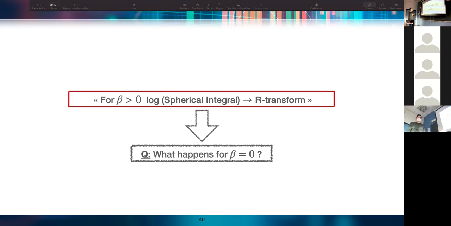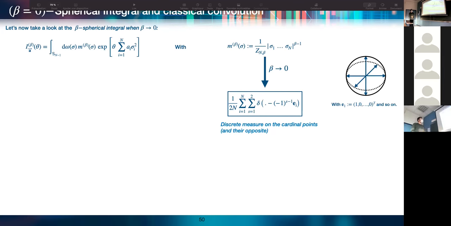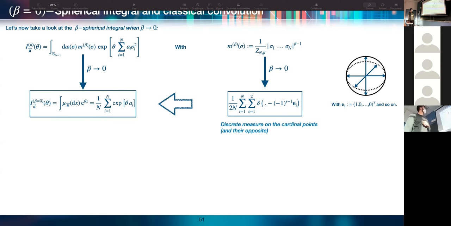So this is the formula for every beta. And now if you take the limit of beta goes to zero, what you can see is that this density is continuous with respect to the uniform density of the sphere for beta strictly positive. But when you go to zero, it condensates on each of the cardinal points up to their sign. So if you now replace this in the formula, what you obtain is just the Laplace transform of the empirical distribution of the A_i. So I've just replaced sigma_i by the cardinal points, but since those cardinal points, when you take the square, just give you one, then you get the Laplace transform of your distribution.